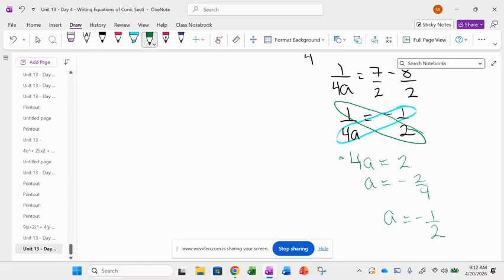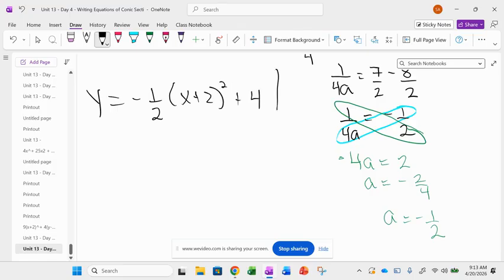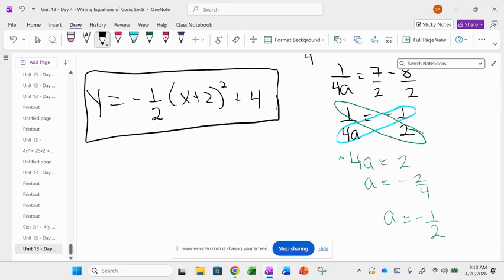And my a ended up being negative. When we had started this problem, did we anticipate a to be negative? Yeah, so we're on a good track. So now we're going to have y is equal to negative a half times the quantity of x plus 2 squared plus 4. Okay, last problem.